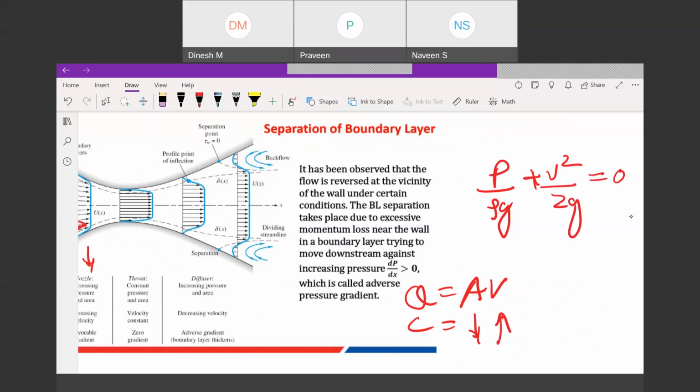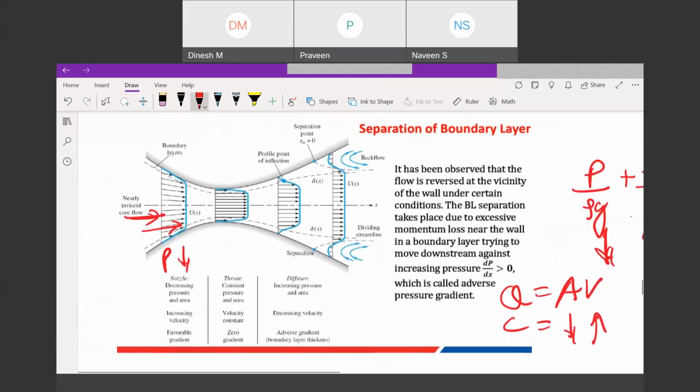That variation is not there much for two different locations. So P by rho g plus V square by 2g. Now this is not zero, this is some constant. Now, if velocity is increasing, then this has to reduce. If this term is increasing, velocity is increasing, the value of this term is increasing, then this has to reduce to keep this thing constant.